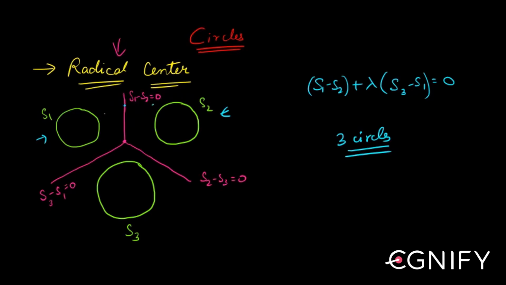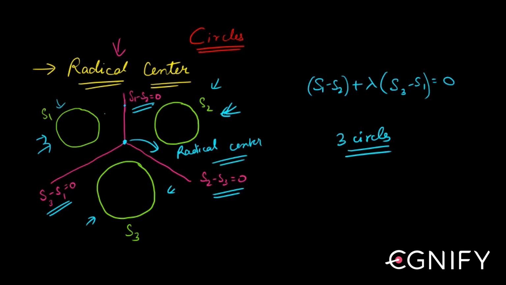So in between two circles you will have a radical axis whose equation will be given by s1 minus s2 equal to 0, because this is s1 and this is s2. Likewise, between this and this, the radical axis will be s3 minus s1 equal to 0, and between s2 and s3 it will be s2 minus s3 equal to 0. These three will intersect at a point. This point is called your radical center.